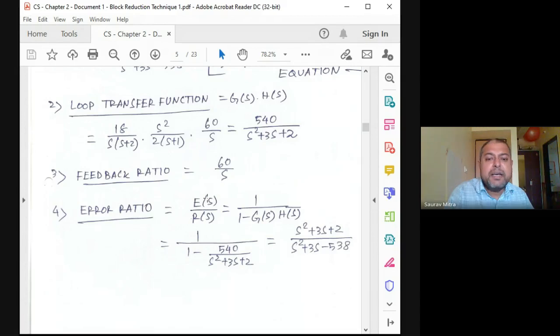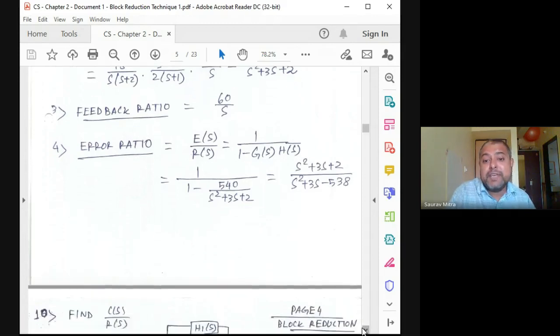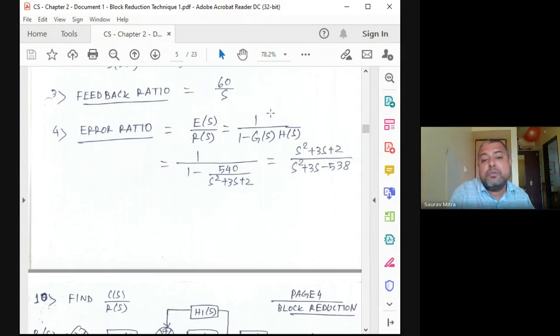Feedback ratio is 60 by S. I have not given you this proof, but we can prove that. I have only given you the proof of CS by RS. But ES by RS, what is the ratio of error with respect to input? If you do that, it will be 1 by 1 minus GSHS for a positive feedback system. For a negative feedback system, it will be 1 by 1 plus GSHS. So this is the ratio of error with respect to input, not output with respect to input. Output with respect to input, CS by RS, is GS divided by 1 minus GSHS. But error with respect to input is 1 upon 1 minus GSHS.